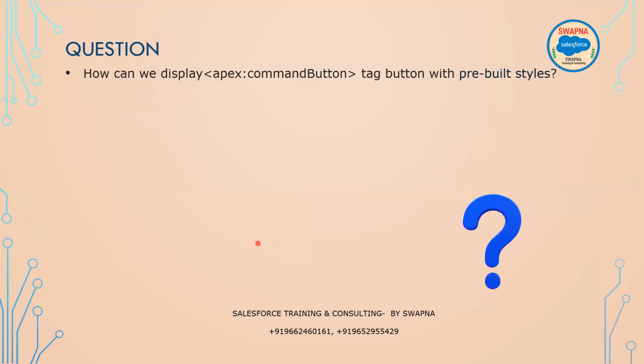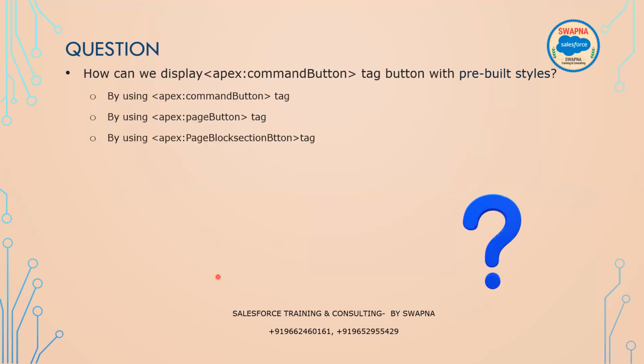How can we display the apex command button tag with pre-built styles? Now I have a command button, but I want to display that button using the pre-built styles. Which one do I need to go for? Page block button tag. By using the page block button.